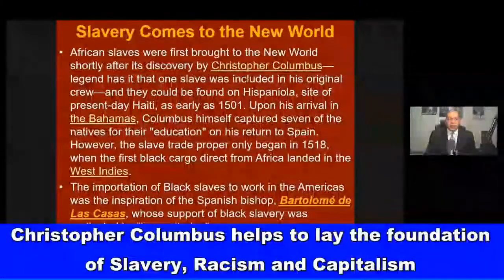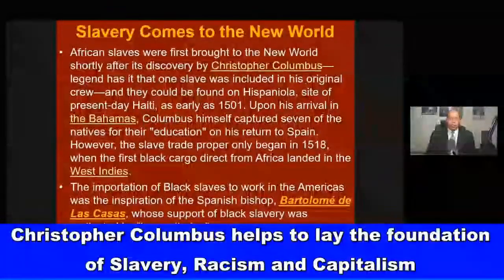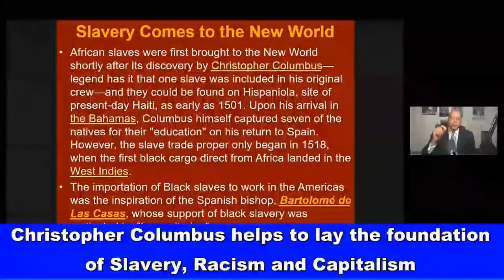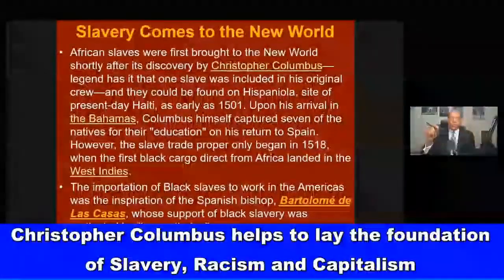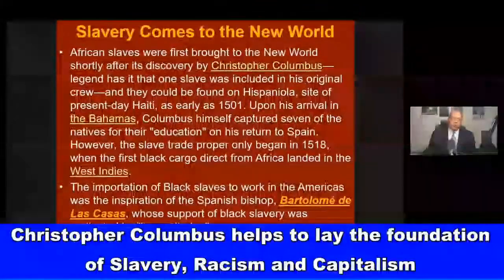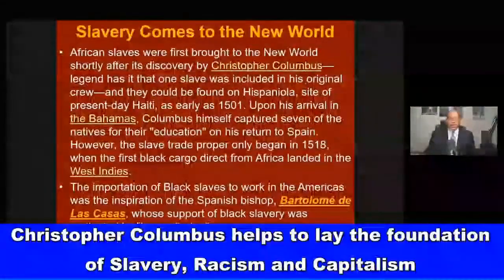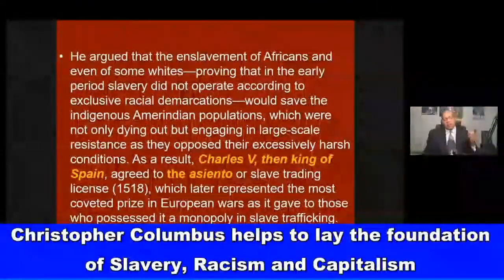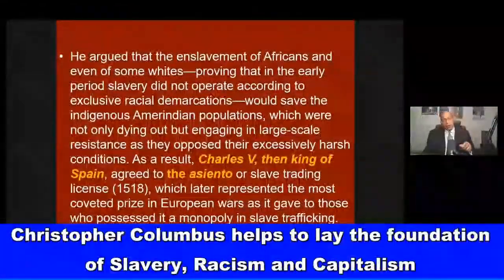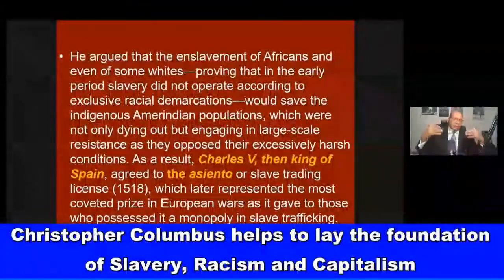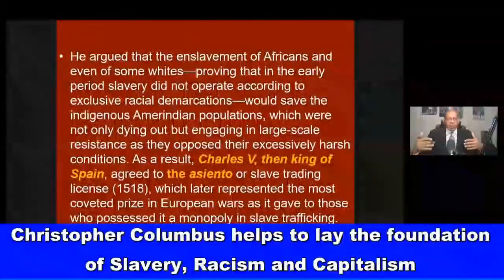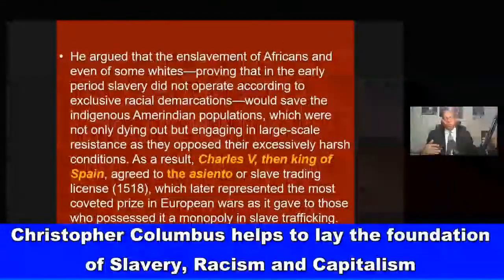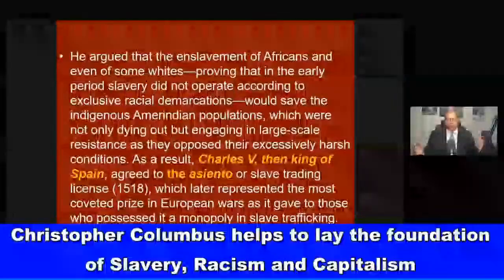The importation of Africans to work in the Americas was the inspiration of the Spanish bishop Bartolomé de las Casas, whose support of black slavery was motivated by humanitarian concerns. And de las Casas is a bishop. Bishop Bartolomé de las Casas travels on some of the voyages with Columbus. He keeps a diary and he documents the atrocities that Columbus inflicts on the indigenous people. And he said that Columbus was responsible for killing 12 million to 25 million indigenous people.